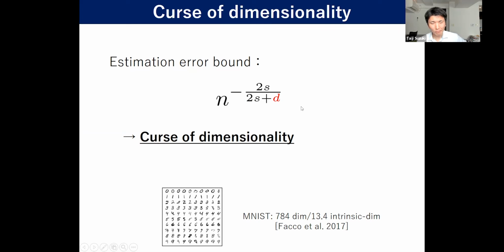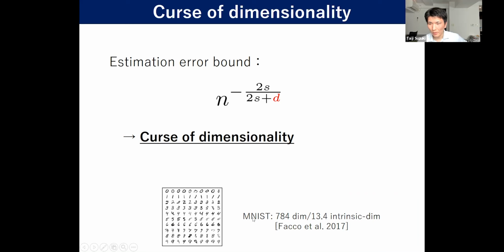As I said, this is the minimax optimal rate to estimate a function in the Besov space. But the dimensionality d comes in here. So if the dimensionality d is large, this rate of convergence is very slow. This is called the curse of dimensionality. There is an exponential order dependency on the dimensionality d.